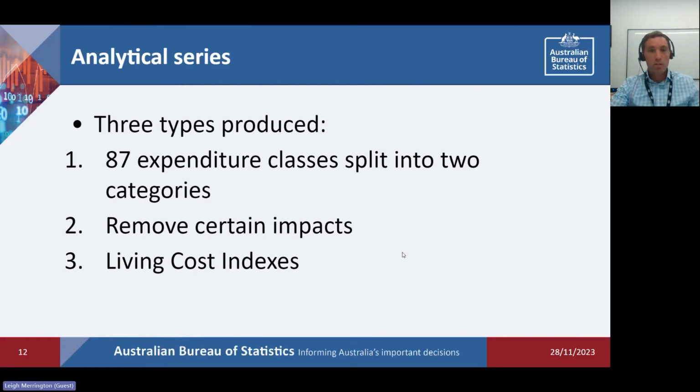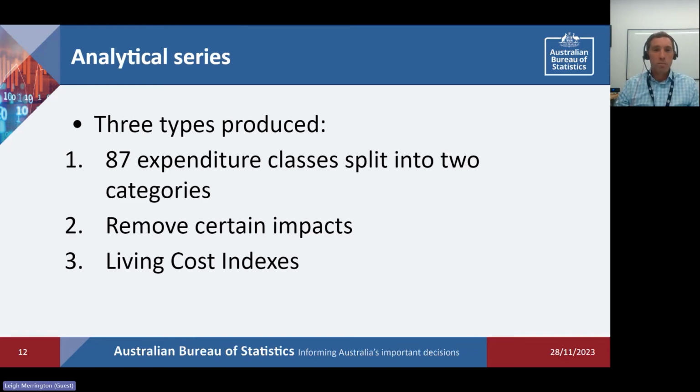Okay, so I thought it'd be useful just to spend a bit of time on some of the other measures that we produce in addition to the CPI. I've divided them into 3 different types of measures. The first is where we split the 87 expenditure classes into 2 categories. So instead of having 1 CPI basket, you've got 2. And we do that based on a thematic approach. I've got a couple of examples of why we do that and why it's interesting.